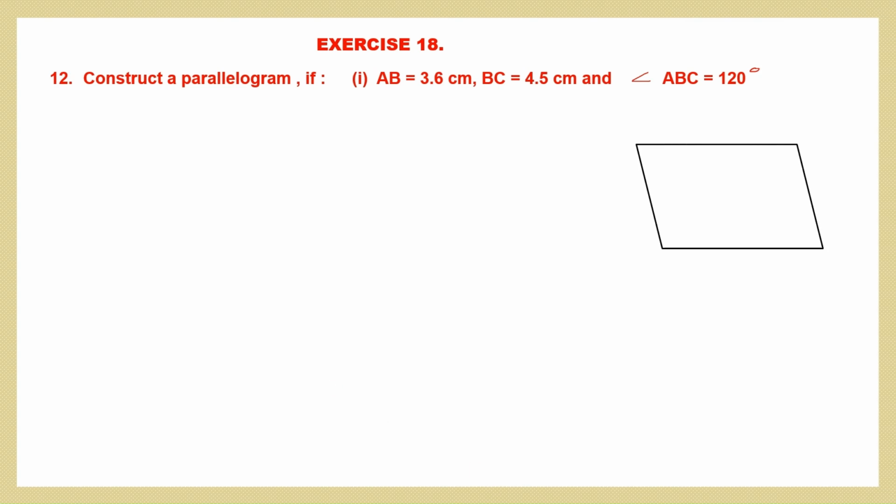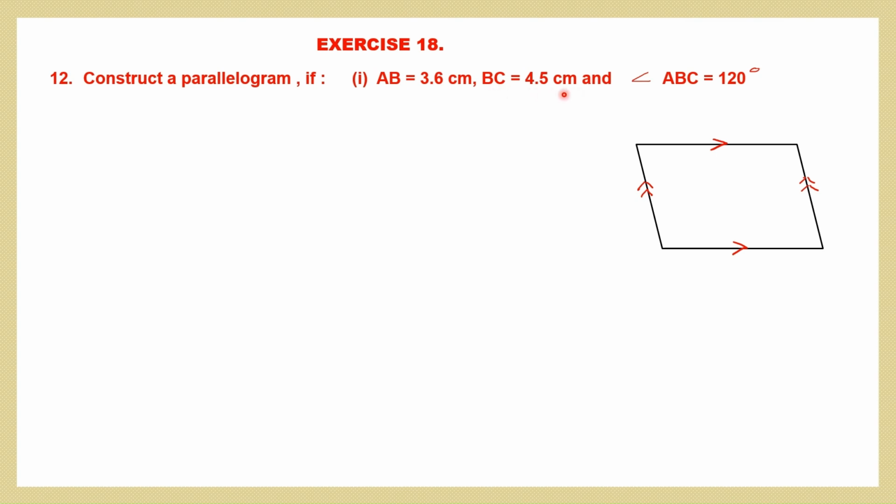Here the opposite sides are equal. That means this side is parallel to this side and they're equal. And these two sides are also parallel to each other and they're equal. Okay. So now we need to decide which is going to be our base. Is it AB or BC?